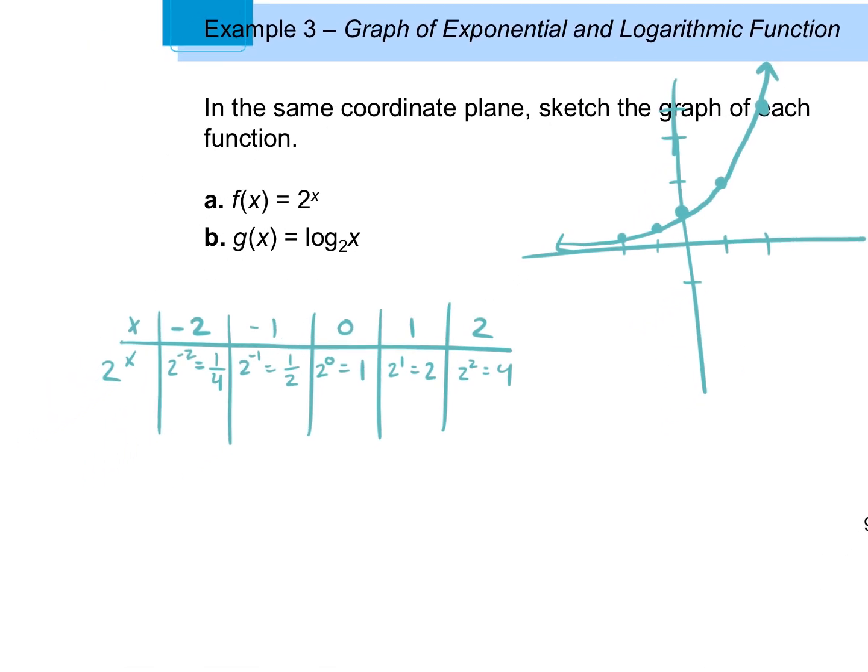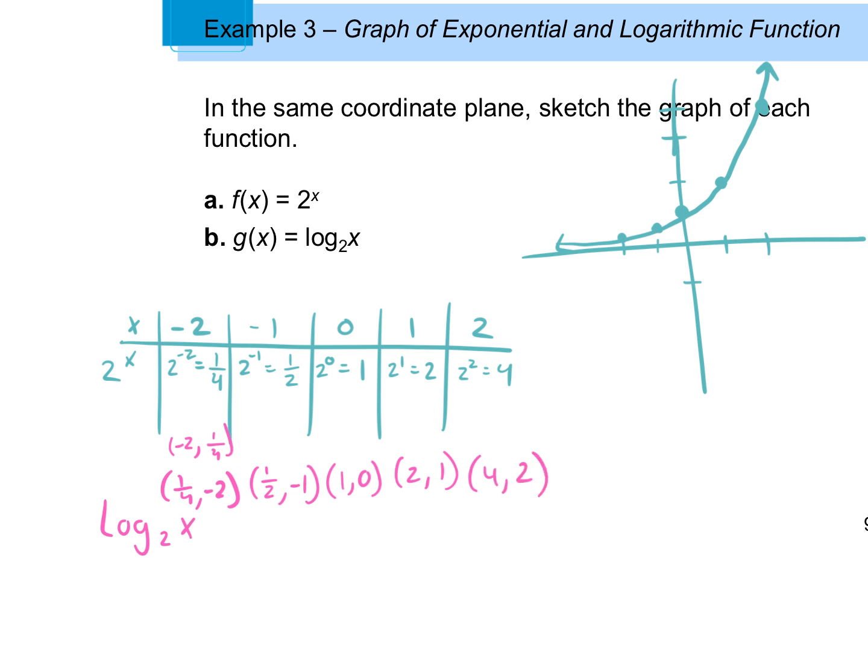Now for our log graph, we're just going to switch the x's and y's. So instead of having a point -2, 1/4, we're going to switch them. This would be 1/4, -2. The next point would be 1/2, -1. The next point would be 1, 0. Then 2, 1. Then 4, 2.